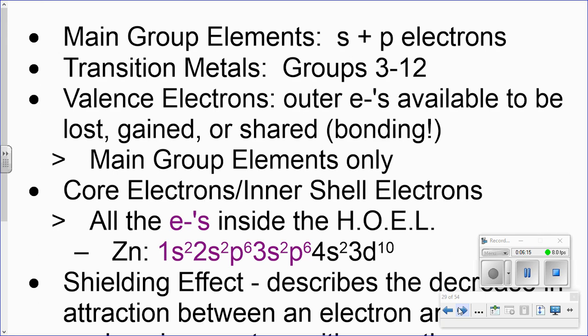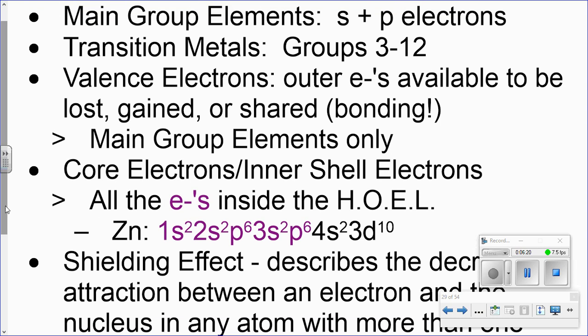Okay. And just to follow up here and finish before we move on to something a little bit different, if you hear the word main group elements, that's the S and the P blocks together. Transition metals, those are groups 3 through 12. Valence electrons are the outer electrons available to be lost, gained, and shared in bonding. So valence electrons are the electrons found in the main group elements. It's the S and P block. Main group elements only.